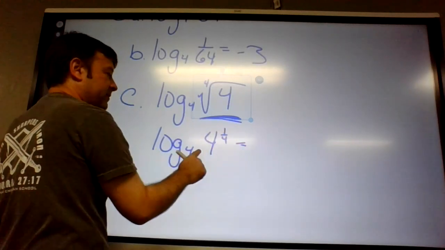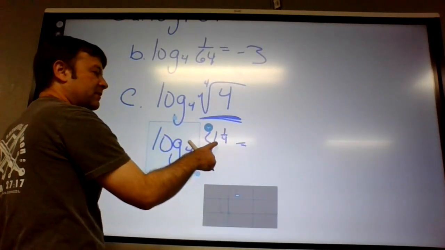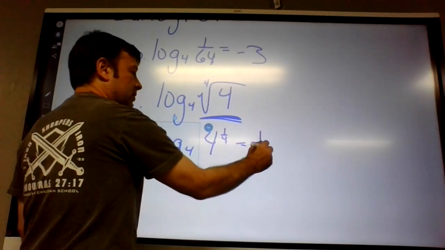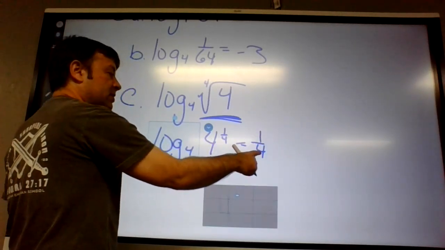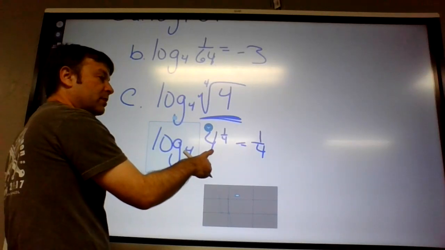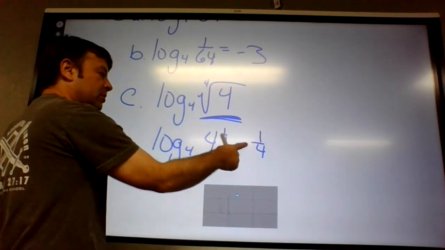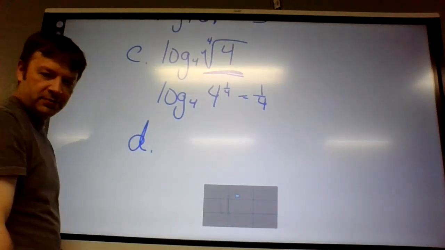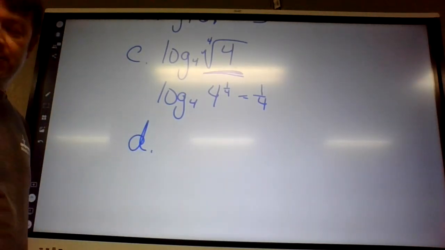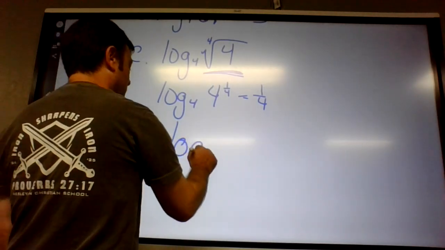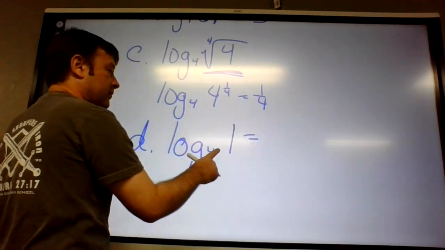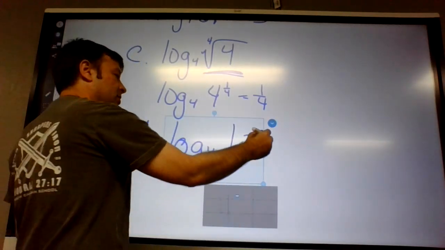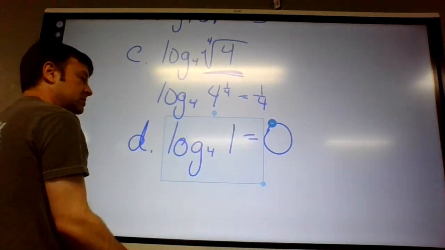So this means 4 to the what equals 4 to the 1/4? 1/4. Anyway, it's 1/4. D. Log base 4. So 4 to the what equals 1? 0. Anything to the 0 equals 1.